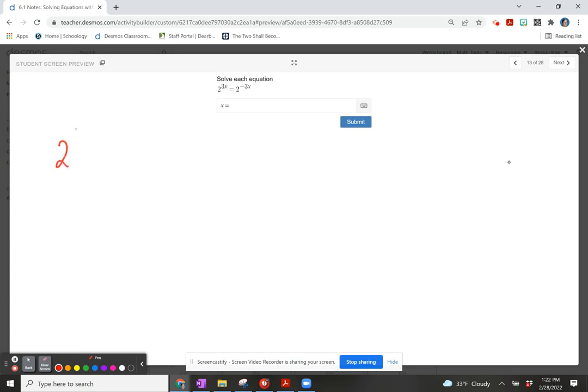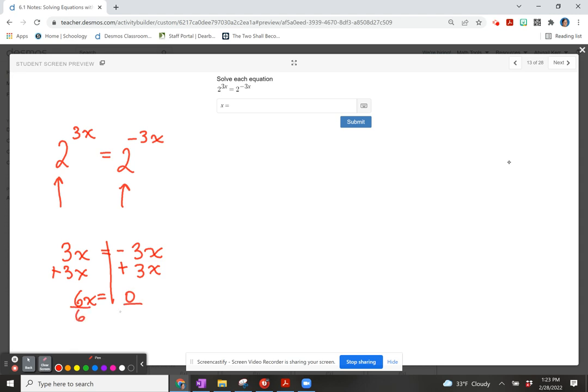So we have these equations, but now the variable is in the exponent. The first thing you need to ask yourself is, is the base the same? It is. It's a 2. Since it's a 2 on both sides, we are allowed to drop down the exponents and make an equation. So this is going to be a 2-step, just like we always have. We're going to add 3x on both sides. We got 6x equals 0. Divide by 6, x is going to be 0.